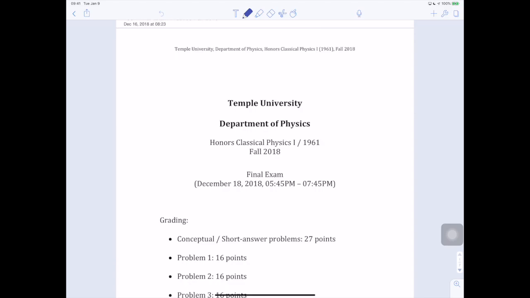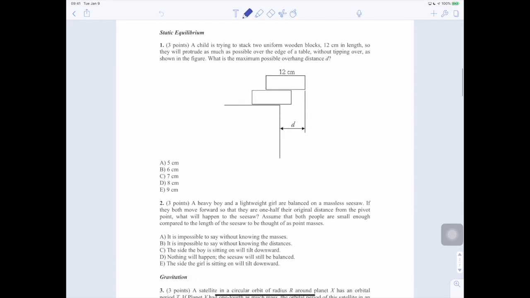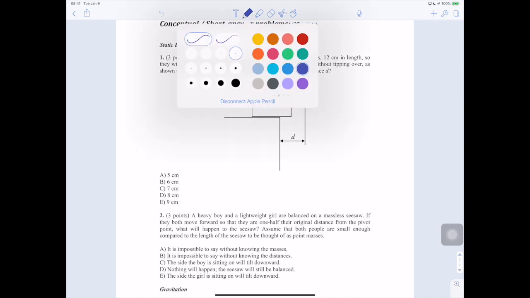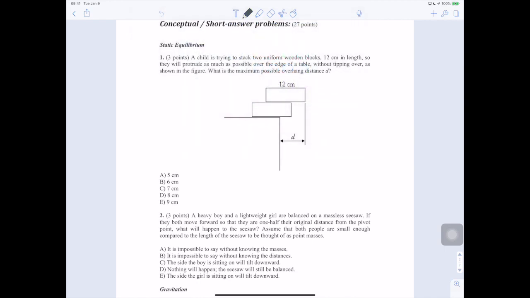Okay, so let's do the solutions now for the practice exam. Let's first start with this problem here. A child is trying to stack two uniform wooden blocks, 12 centimeters in length. Uniform, so from one side to the center of mass is therefore 6 centimeters, right in the center. They will protrude as much as possible over the edge of the table without tipping over, as shown in the figure.